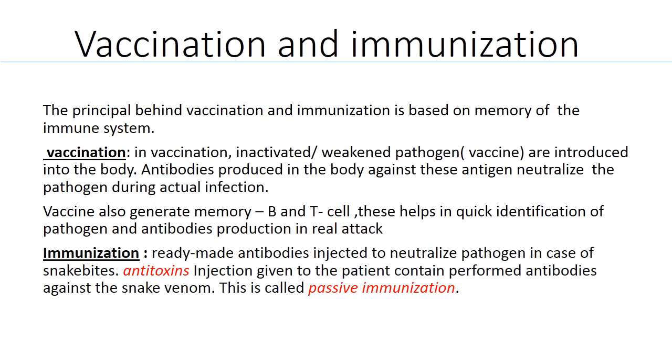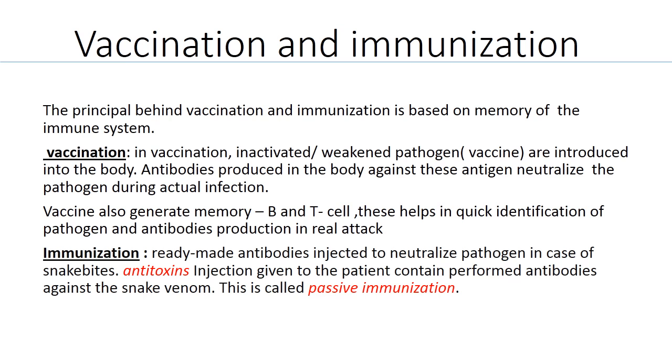Next one is immunization. In all cases, in all conditions, we can't wait for our body to produce antibodies. That will be impossible in some cases, like dog bite and snake bite. In these two examples, venom will be injected into the body, so you will not have enough time to wait for the body to produce antibodies. So in such cases, antitoxins will be injected.